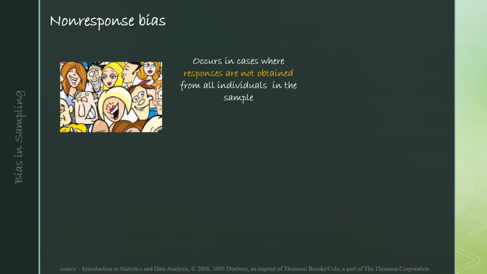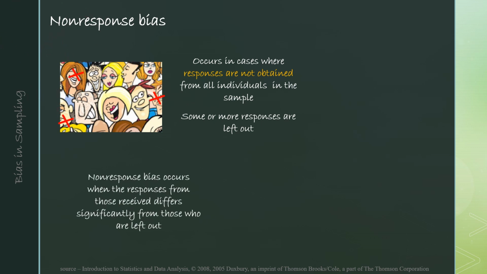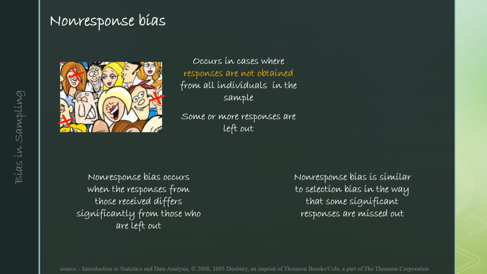Non-response bias occurs in cases where responses are not obtained from all individuals in a sample. Some or more responses are left out. Non-response bias occurs when the responses from those received differ significantly from those who are left out. Non-response bias is similar to selection bias in the way that some significant responses are missed out.